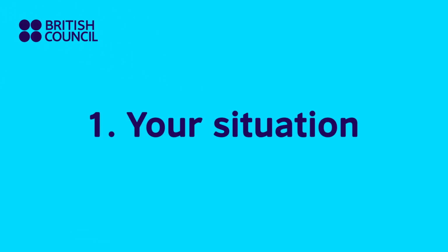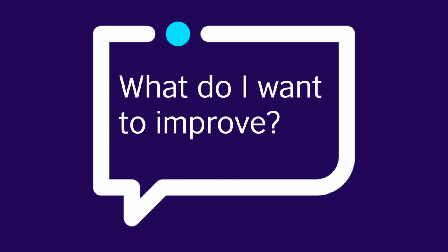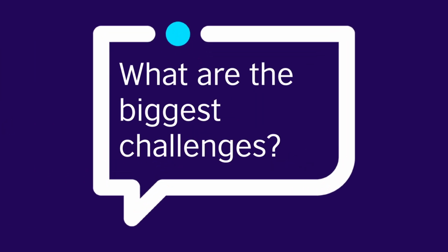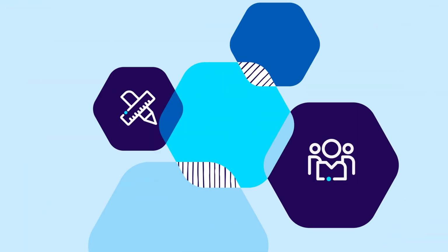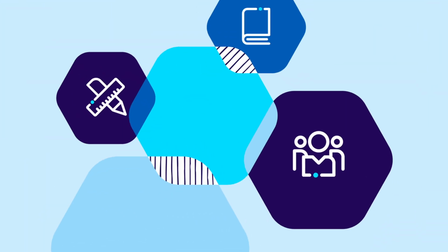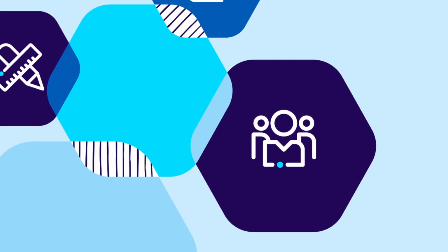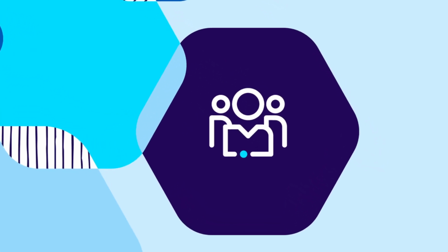Step 1. Your situation. Think about the situation you want to improve, or the most significant challenges. Choose one priority goal to focus on. For example, maybe you have a group with very diverse needs and it's a challenge to support and engage them all.